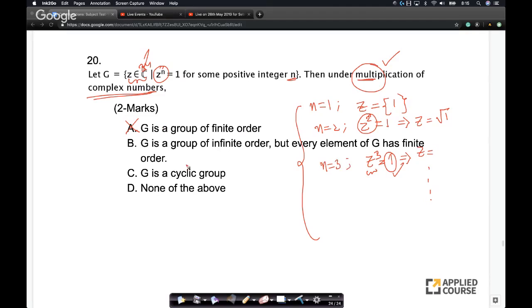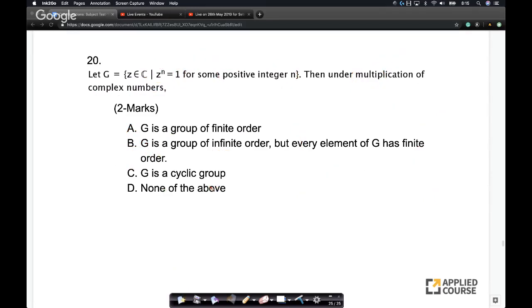Okay, what about the second statement? It's a group of infinite order. Very good. Where every element has a finite order. Yes, that's true. Makes sense, right? Because how are we defining the elements? Before we go there, what is the identity here? Because it's a multiplication operation, the identity is 1. And for every element z, there exists a finite positive integer n such that z to the power n is equal to 1. Which means every element z belonging to this set has a finite order, because n is a finite positive integer. So this statement is true. So B is the right statement here, so answer B is the right answer.